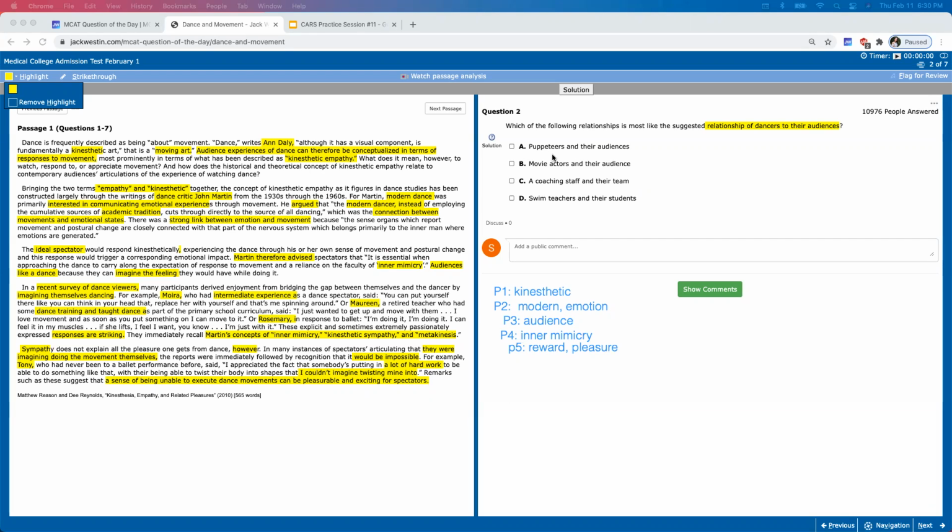Yeah, I agree. I don't really like this question just because they set up the whole thing. So dancers and audiences, the relationship between them was that audiences like the dances because they can imagine the movement and doing that. So we kind of want something that imagines and copies, right?